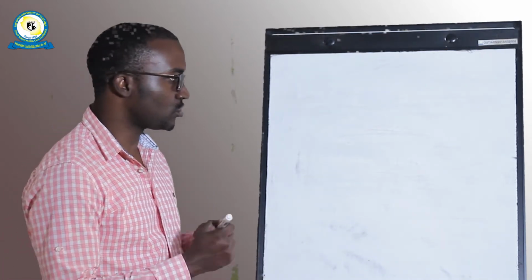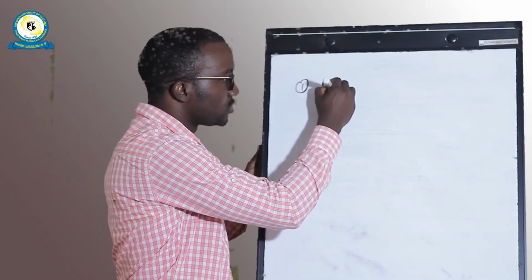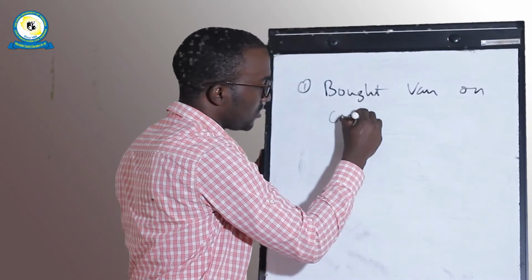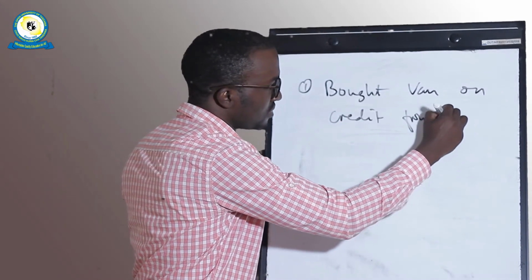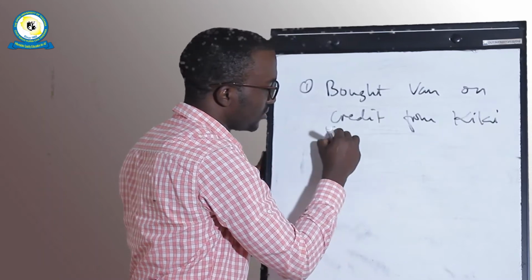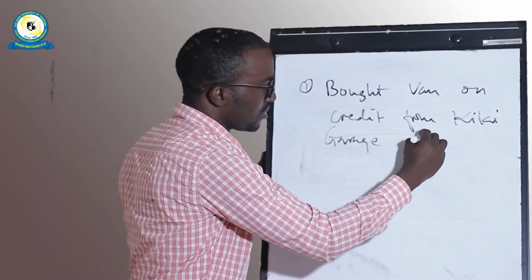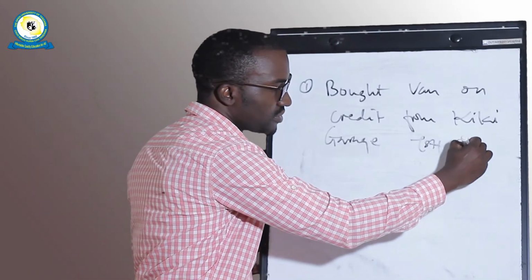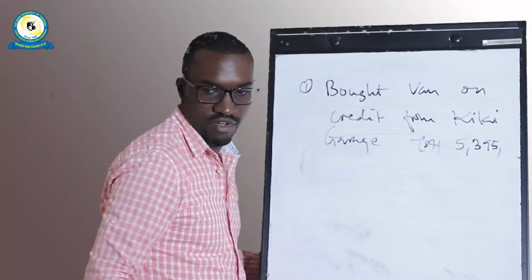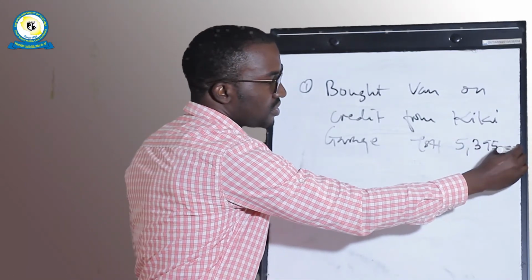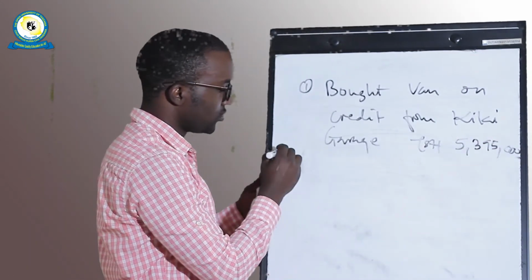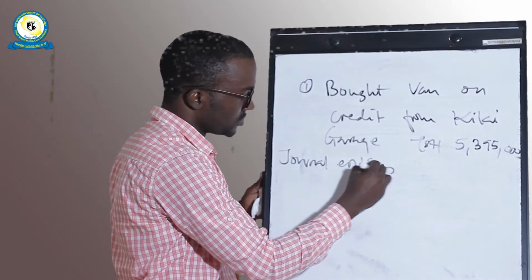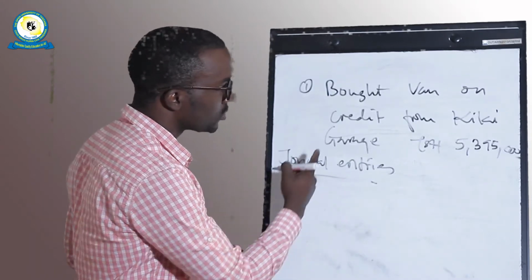So here, the journal entry should be, because we bought a van on credit from Kiki Garage for an amount, Tanzanian shillings, 5,395,000. Okay, so this is the transaction. Now the journal entries should be, because we bought a van on credit.